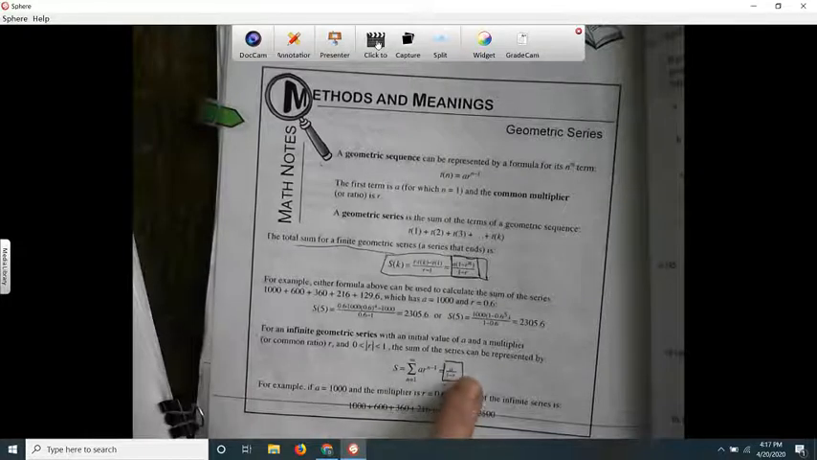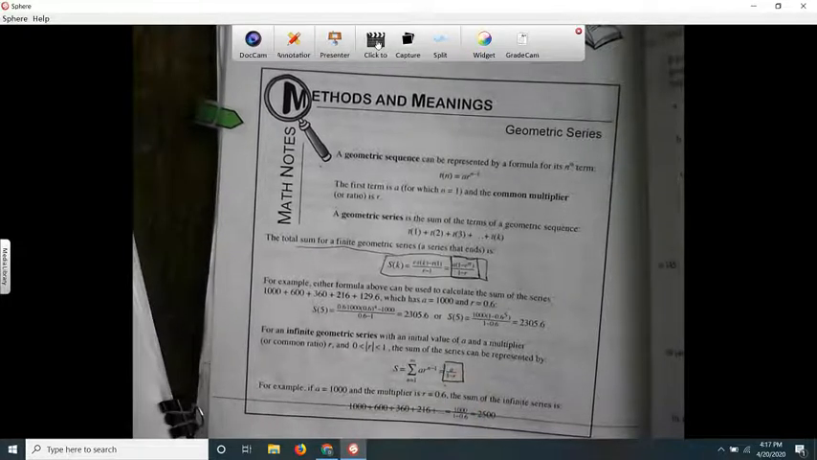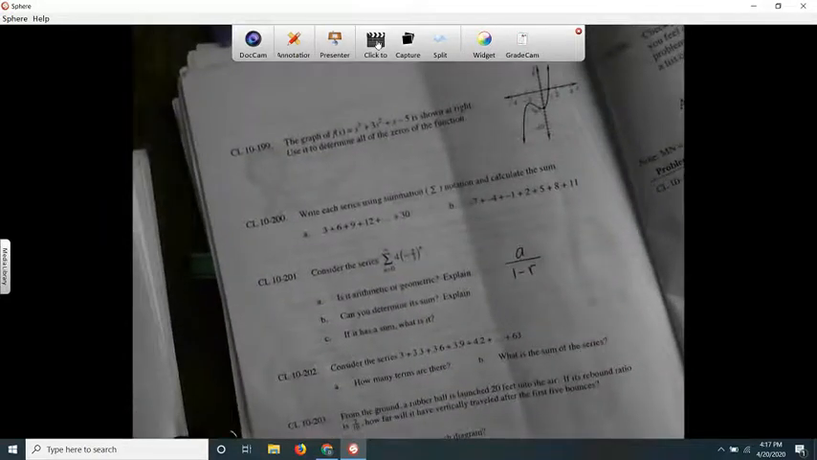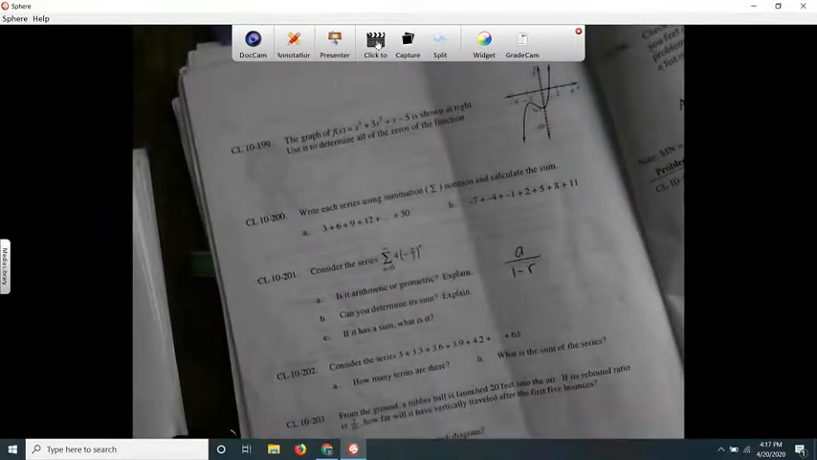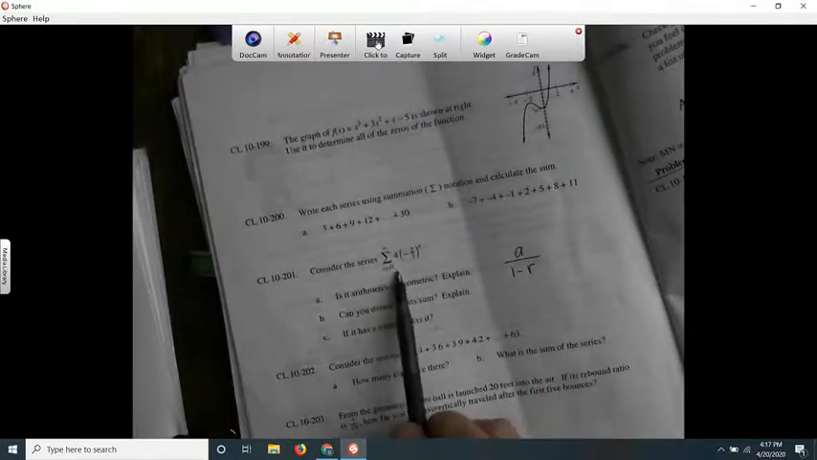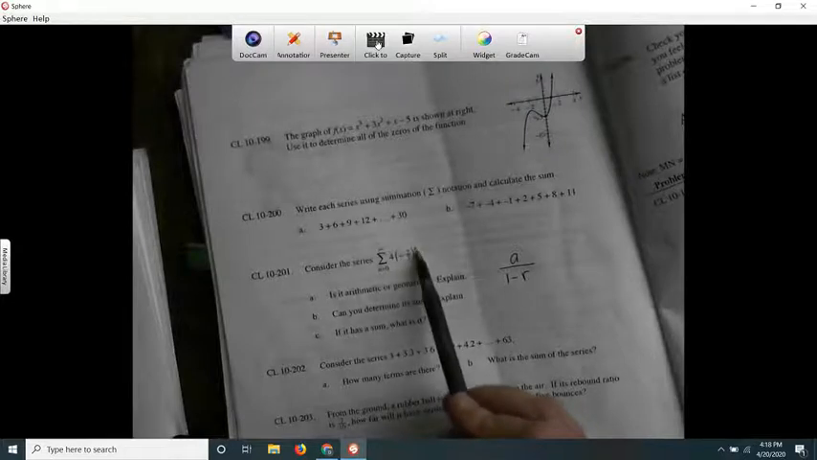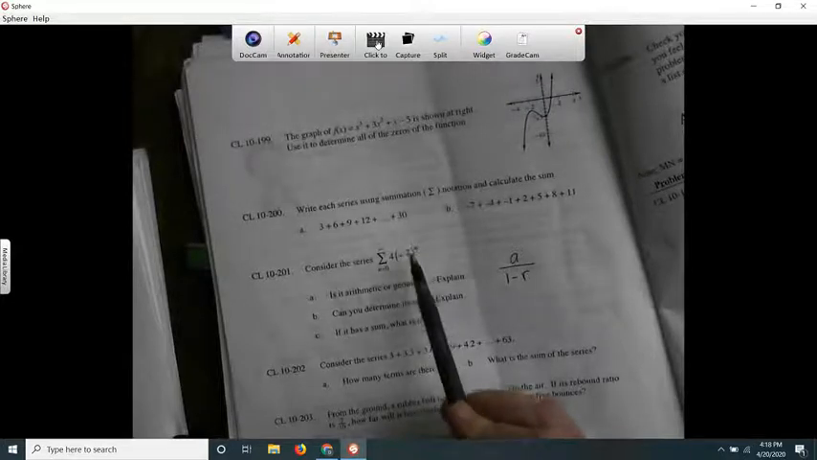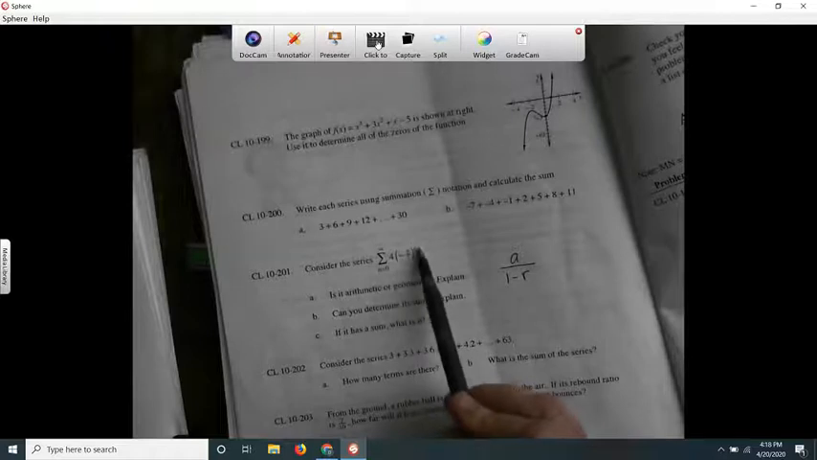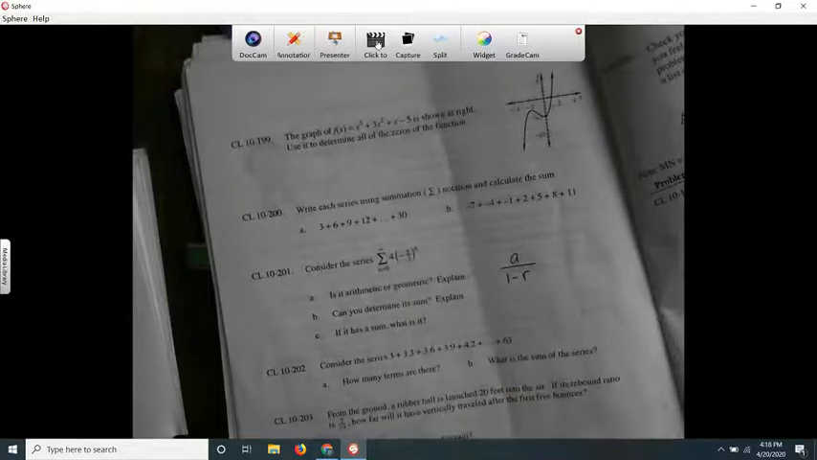So I just memorize this part, A over 1 minus R. So what's the initial term? I need the first term. So I'm going to start wherever it tells me to start. Like it's telling me start at 0. Sometimes it'll say start at 1, but usually it'll be either 0 or 1. So I plug a 0 in here. Anything to the 0 power is 1, and 1 times 4 is 4. So A has to be 4.